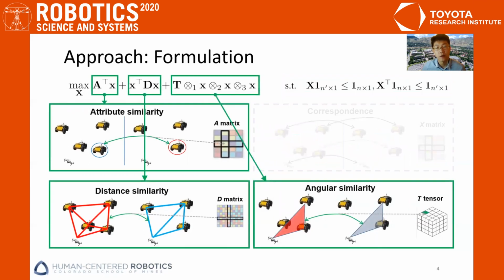In order to find the optimal correspondence X, we optimize X by maximizing three different kinds of similarities between two graphs, which include attribute similarity, that is calculated from a pair of objects' attributes, and distance similarity and angular similarity that are calculated from objects' positions. The optimal correspondence X is obtained when the overall similarity is maximized.